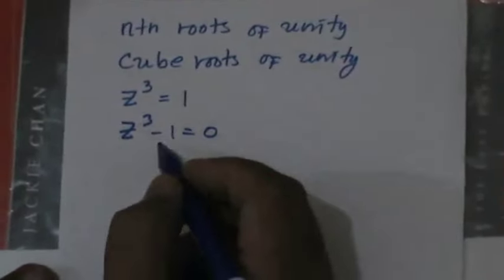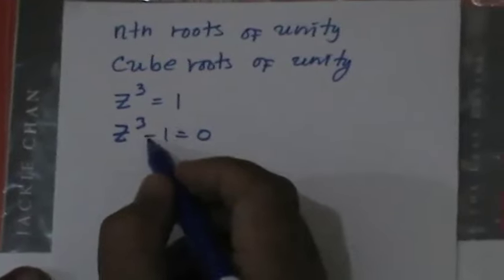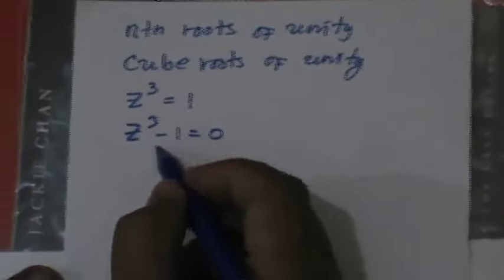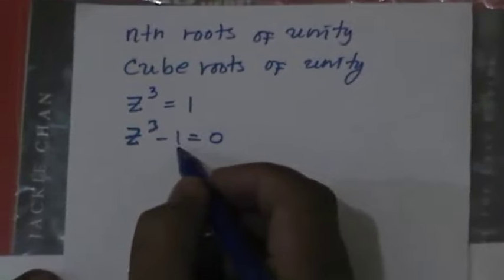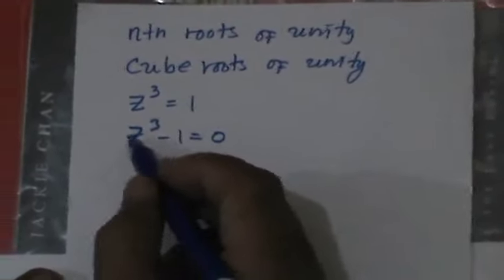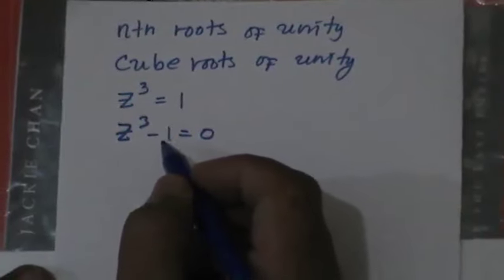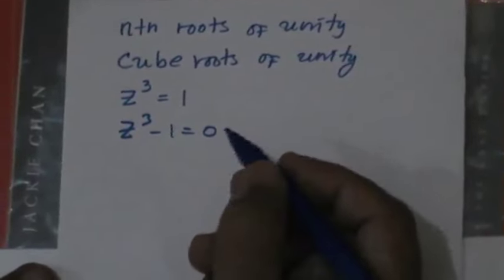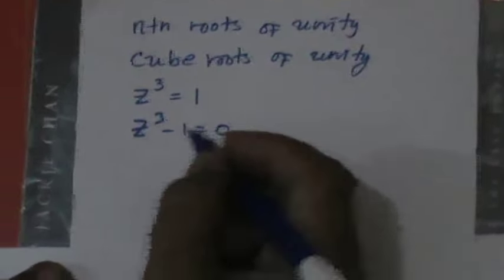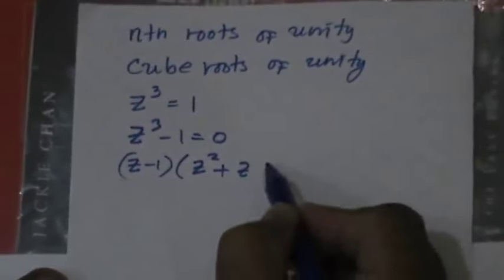What we are going to do is to look at the factors of this and find the values of z that will satisfy this equation. After this, we're going to look at the properties of the cube roots of unity. For example, here we know that the factors are z minus 1 times z squared plus z plus 1, equal to 0.